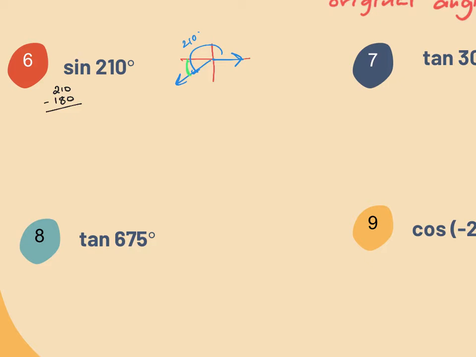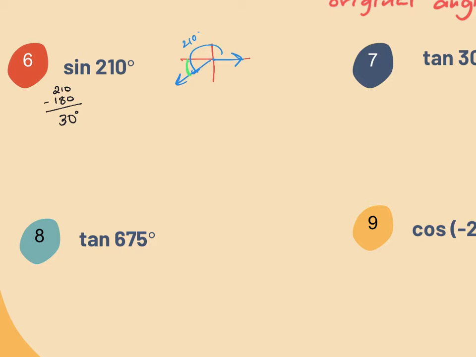Wait, why'd you do 180? Because I want to find the distance between that angle and the x-axis. So at that point, it's 180. It's 30 degrees, yes? Okay. Well, turn the brains on, folks. 30 degrees, right? That's my reference angle.